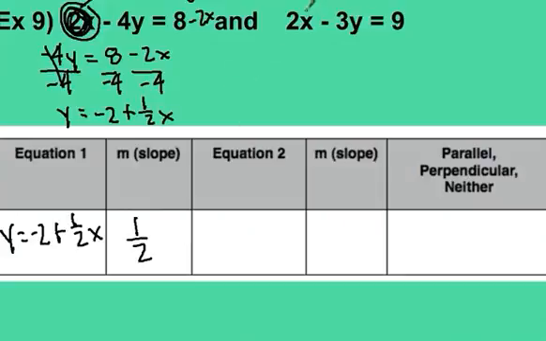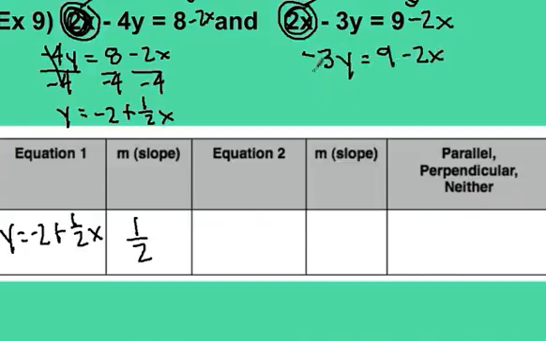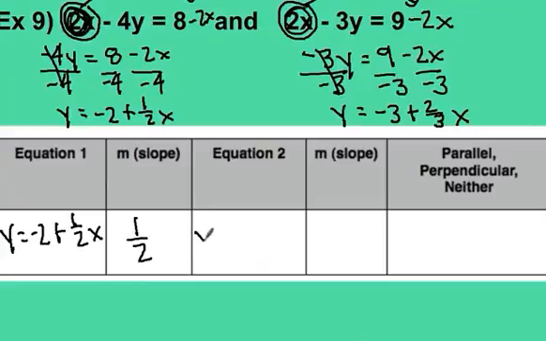For my second equation, I take 2x to the other side because I want y by itself. That gives me negative 3y equals 9 minus 2x. I divide everything by a negative 3 because I want y to be by itself. So I have y equals positive 9 divided by a negative 3, which is a negative 3. Negative 2 divided by a negative 3 is a positive 2 over 3x. So my second equation would be y equals negative 3 plus 2 over 3x.